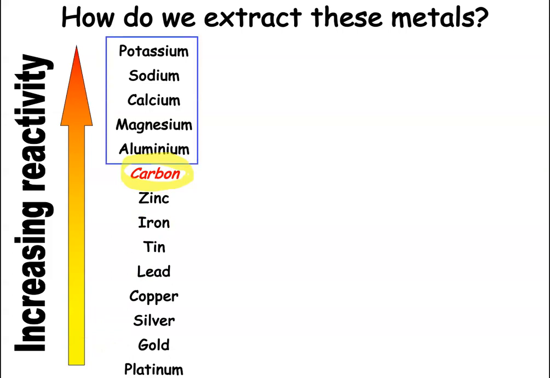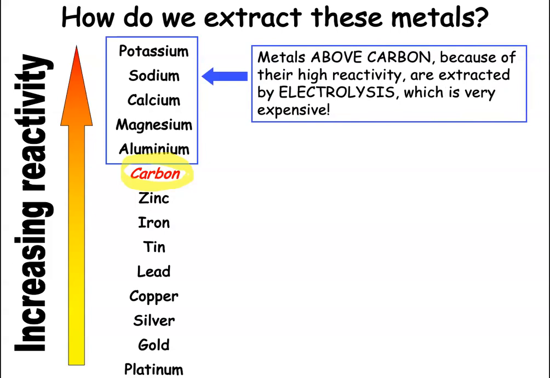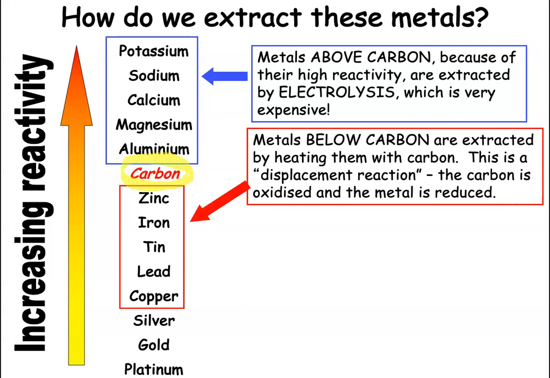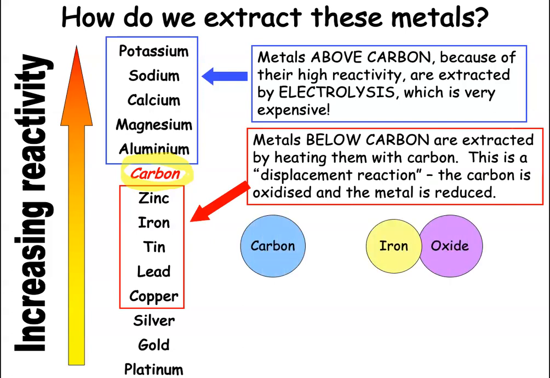This means all of those metals, potassium to aluminium, because they are more reactive than carbon, will be extracted using electrolysis. All the metals below carbon, in this case zinc to copper, can be extracted using carbon, and this is a much cheaper process. And the last three metals are found uncombined in the Earth's crust, and we just need to purify those three metals. So let's look at some examples of this.